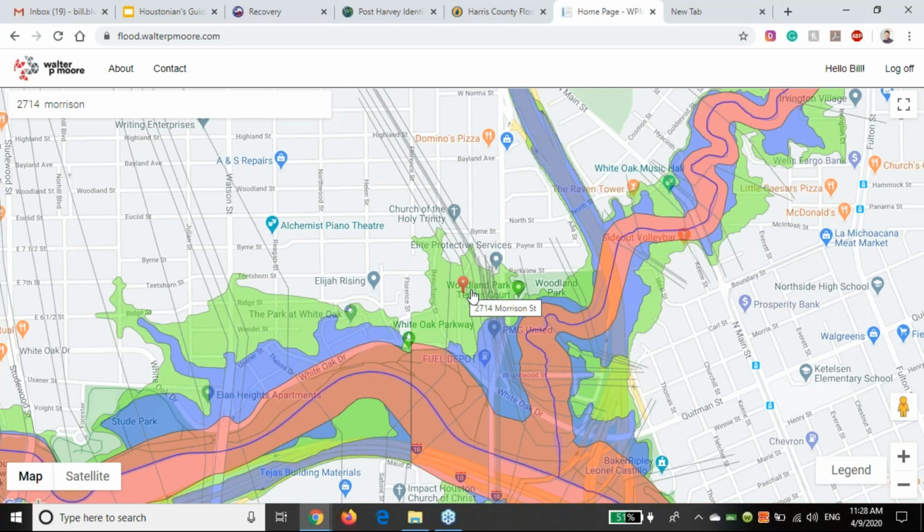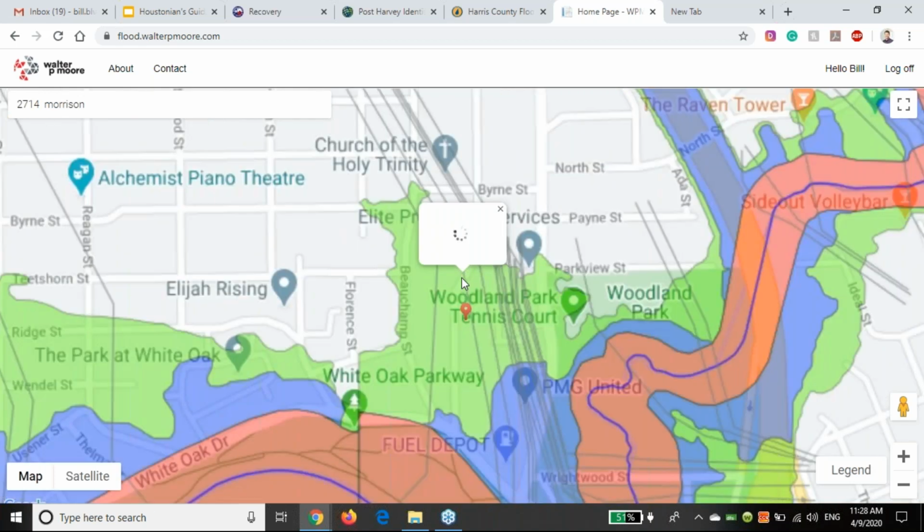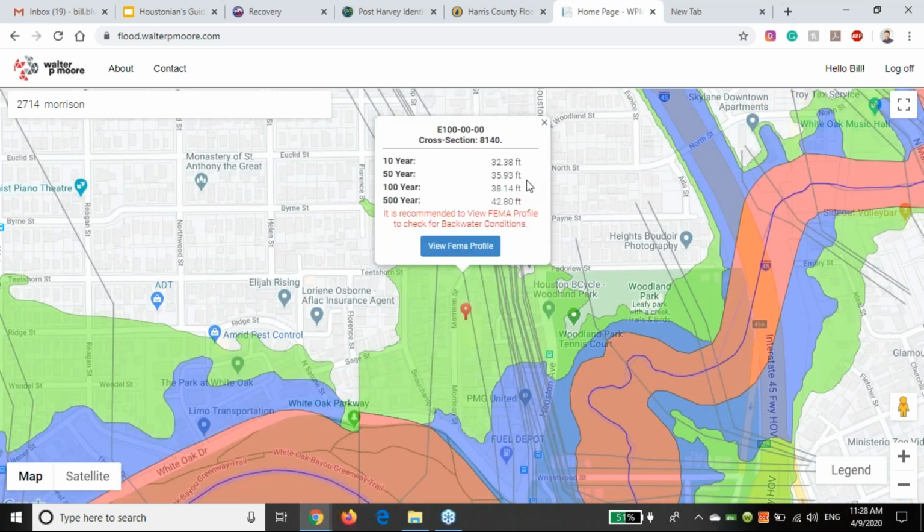But I'm going to build a house right here in the floodplain. It doesn't bother me, okay? Now, here, if I click on these little dots, it tells me, this is the most important thing, the 100-year floodplain today, using the current maps, which are outdated. I could have built in August of 2018 at 38.14 plus 1. So I could have built basically at 39 feet and a little change, okay?